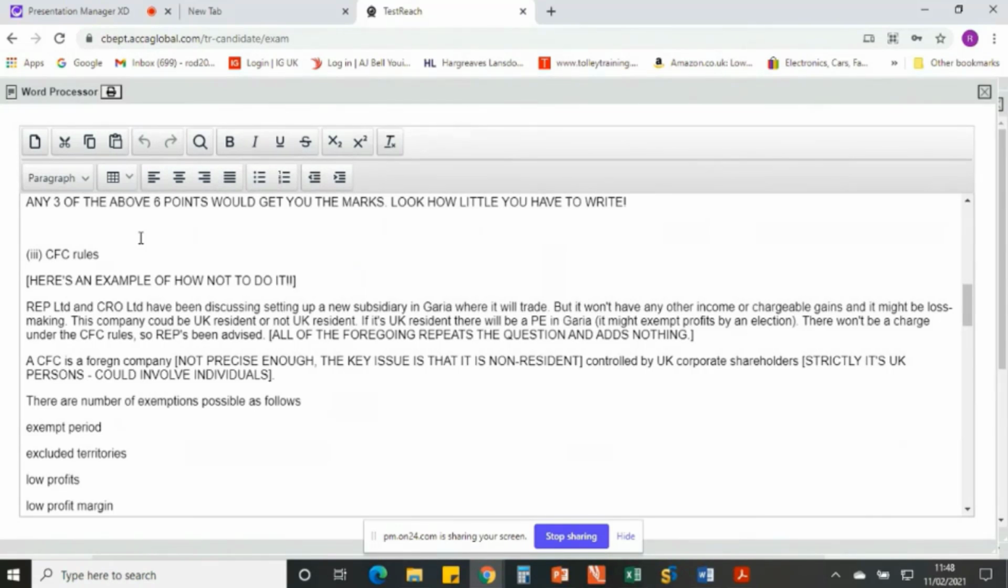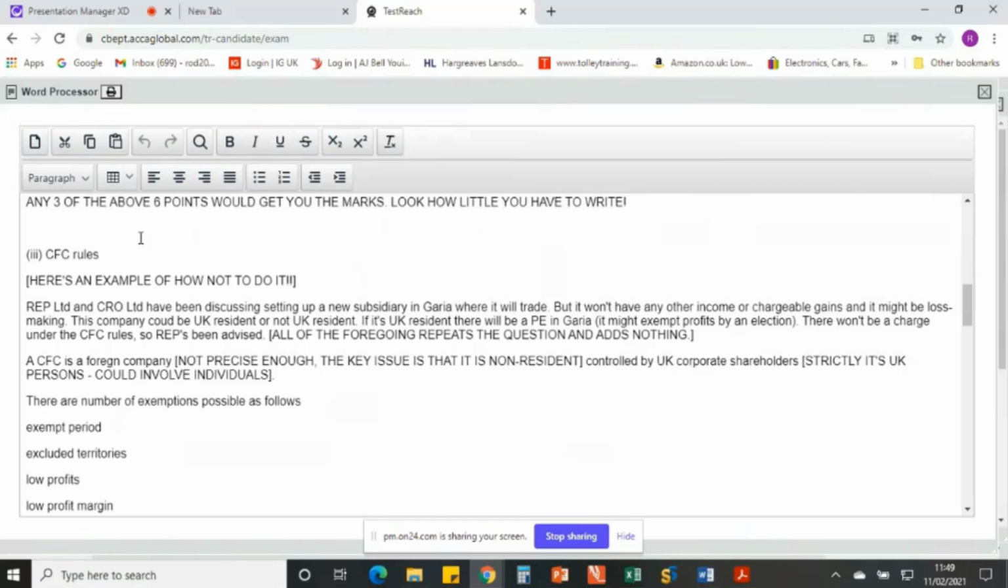Rep Limited and CRO Limited have been discussing setting up a new subsidiary in Garia where it will trade, but it won't have any other income or chargeable gains and it might be loss-making. This company could be UK resident or not UK resident. If it's UK resident, there will be a PE in Garia. It might exempt profits by election. There won't be a charge under the CFC rules, so Rep's been advised.